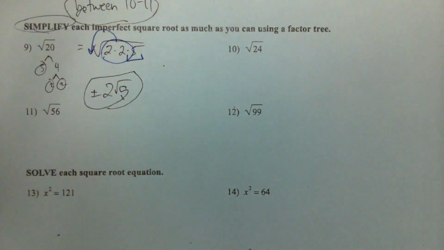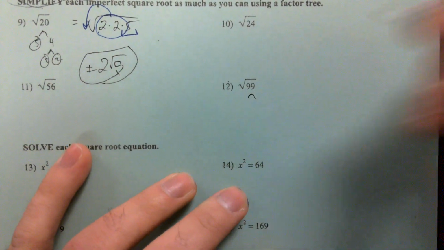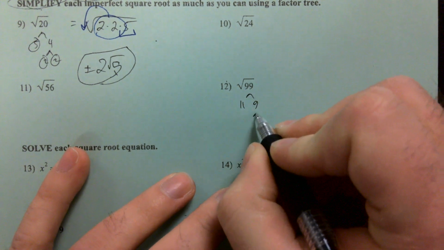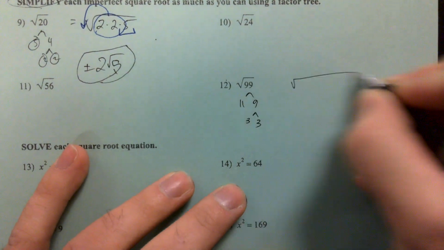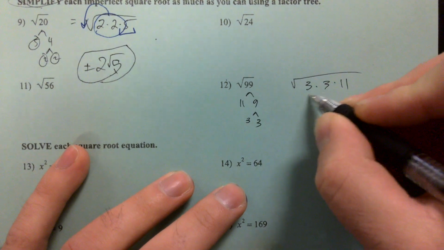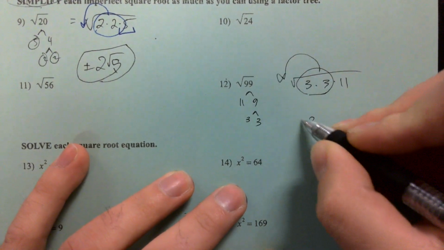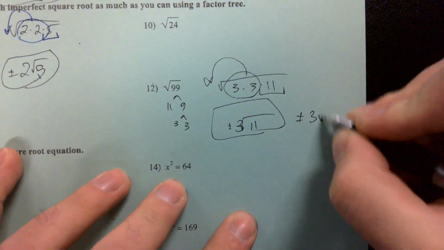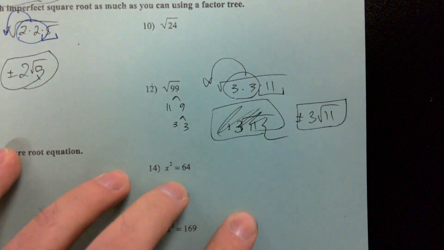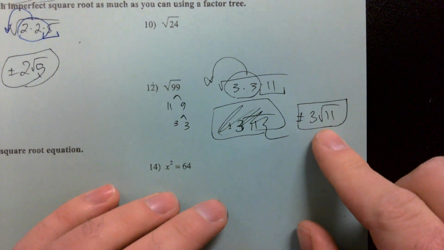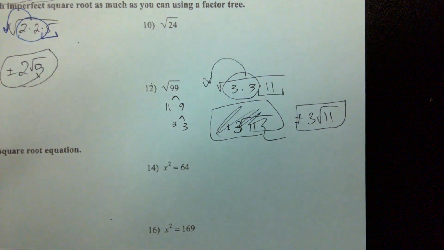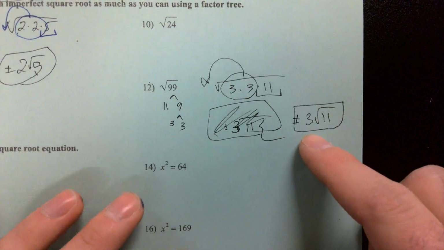Number 12, I had some people asking me about number 12. What two numbers multiply to give me 99? 11 and 9. Can I split up 11? No. Can I split up 9? Yes. 3 and 3. So I got 3 times 3 times 11. A pair of 3s comes out. The lonesome 11 stays behind. Boom. I miswrote it, sorry. Plus or minus 3 root 11. Just like that. Anytime we have an identical pair, they come out to the front and fuse together into a single 3. All right?